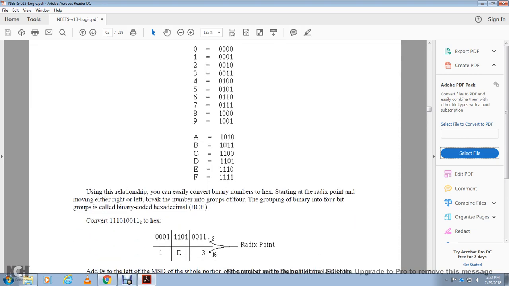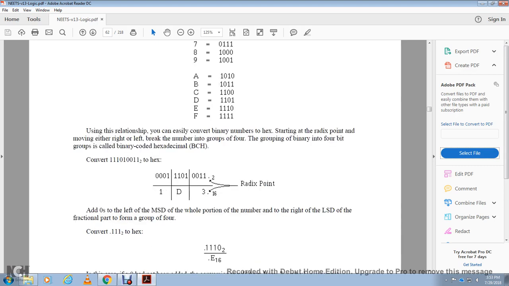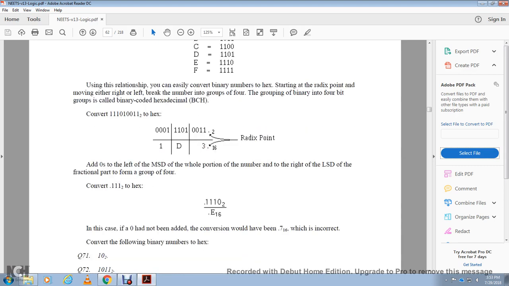Using this relationship you can easily convert the binary number to hex, starting with the radix point, then moving to the right and to the left of the number, forming groups of 4. The 4-bit group is called binary coded hexadecimal, or BCH. Alright, so converting a binary number into hex, which is base 16, you'd have 4-digit groups, 1, D, and 3 after the radix point.